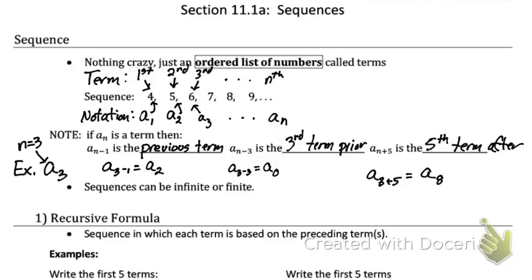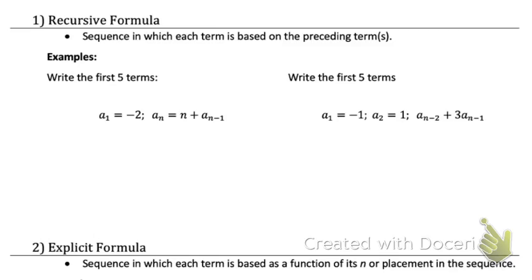All right, there's 2 ways to write sequences. And the first way is a recursive formula. Our recursive formula, which is just a sequence in which each term is based upon the previous term before it, which means you have to know the term before it in order to move on. So my example here is write the first 5 terms.